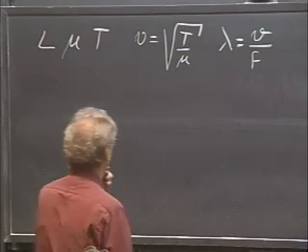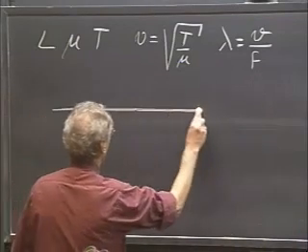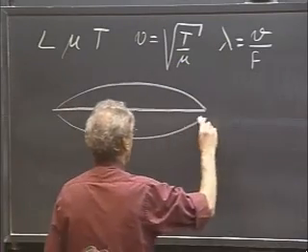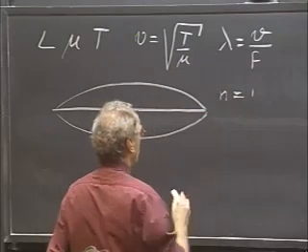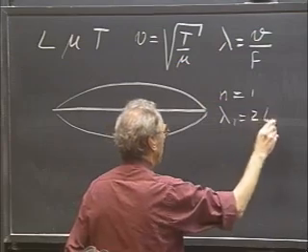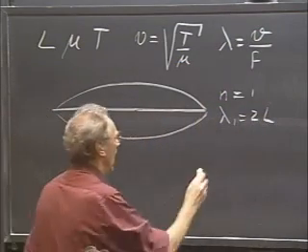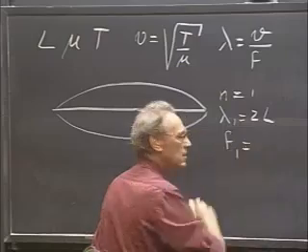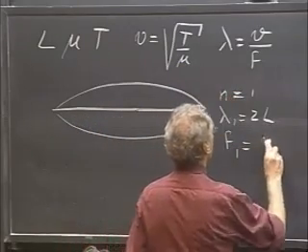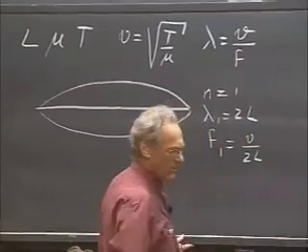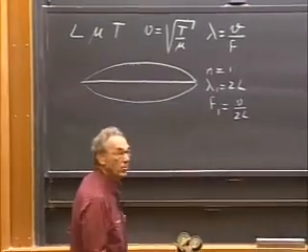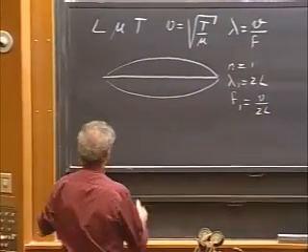And so in its lowest mode, we call that the fundamental, first harmonic, you will get this situation, n equals 1, and lambda 1 is then clearly 2L, if this length is L, and the frequency is then V divided by 2L. So that's the frequency for the lowest possible mode. First harmonic.